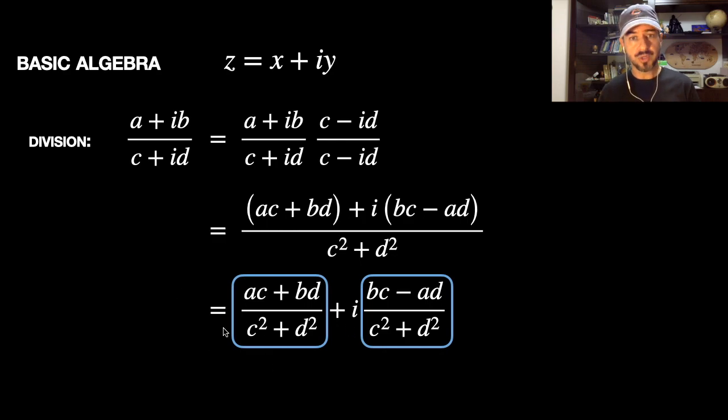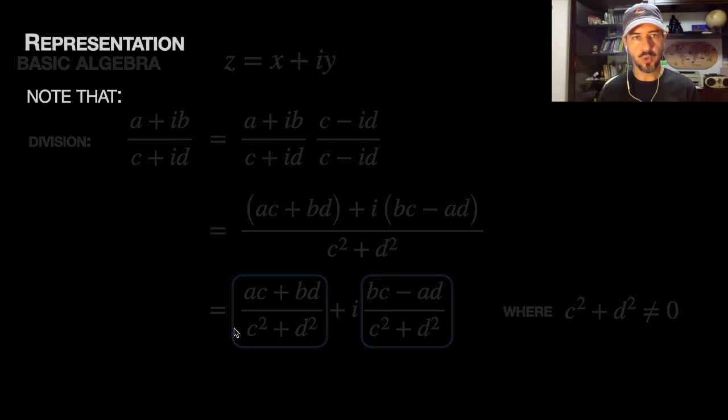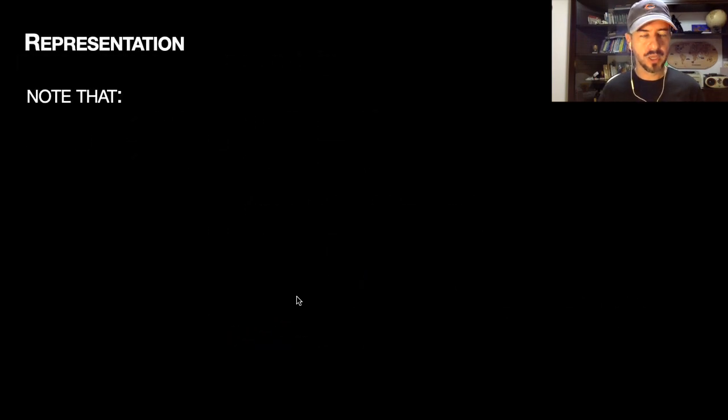Okay, so the result is another complex number, where, of course, c squared plus d squared is different from 0. Otherwise, we could not do the division.